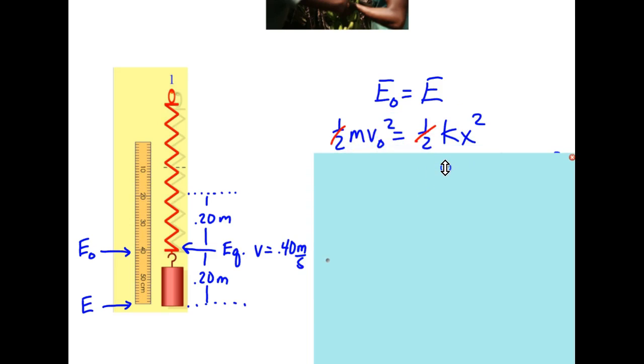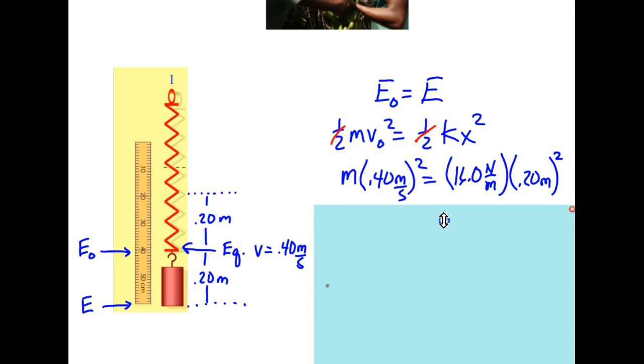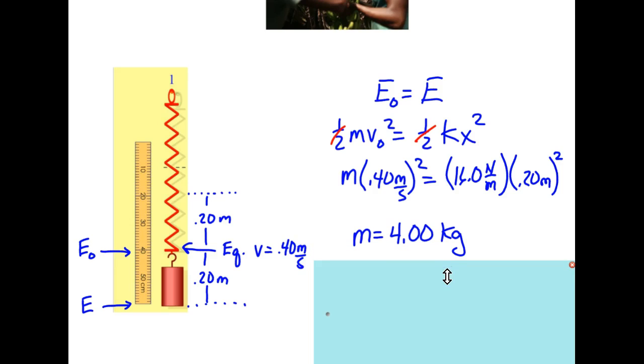And our initial mechanical energy is kinetic, 1/2 mv squared. And our final mechanical energy is elastic potential, 1/2 kx squared. Our halves cancel. We're looking for the mass here. It's the purpose in us doing this. And so we go ahead and substitute, solve for m, and we get a mass of 4 kilograms.